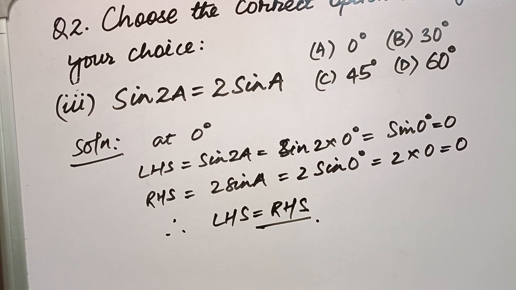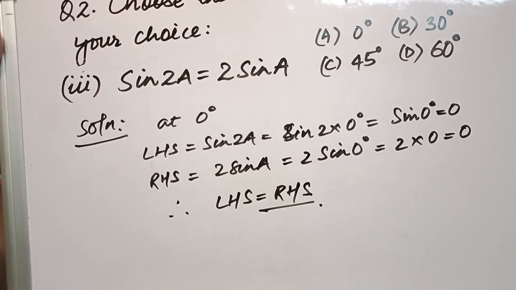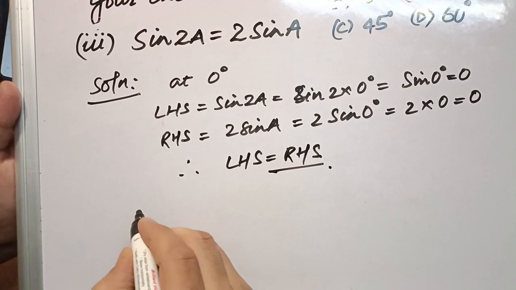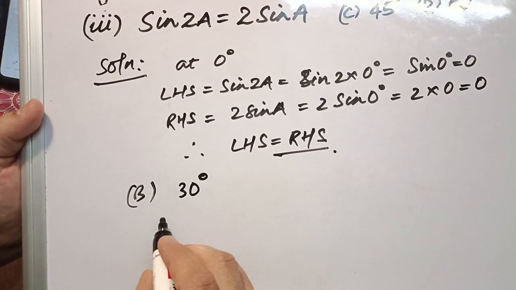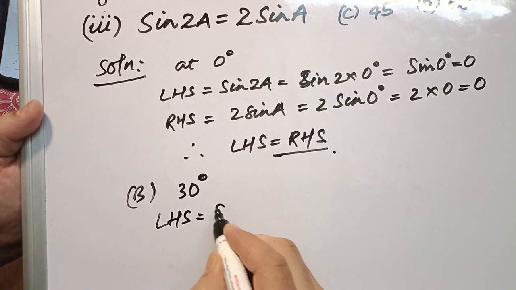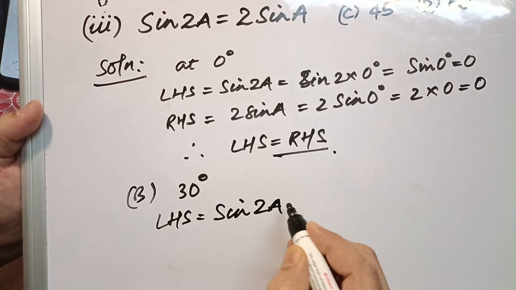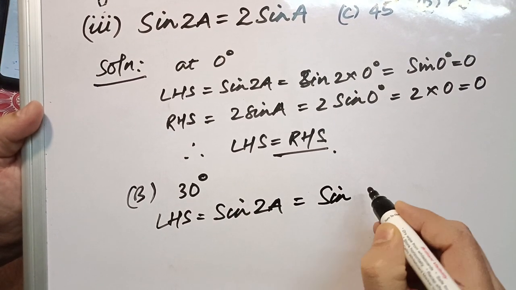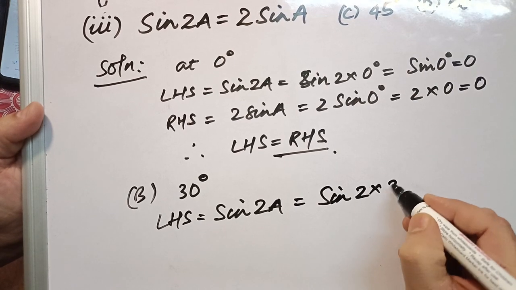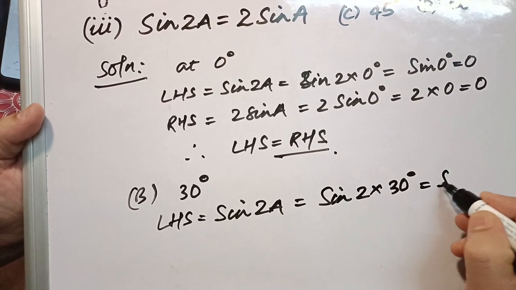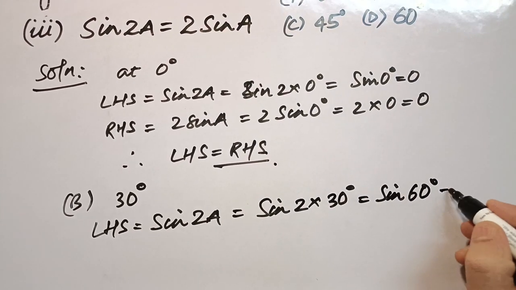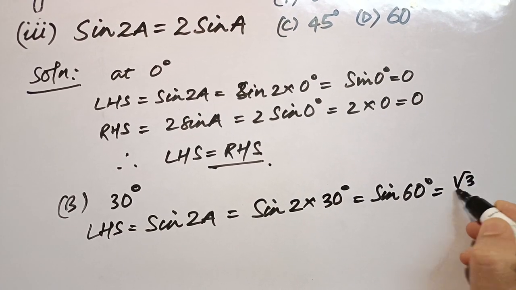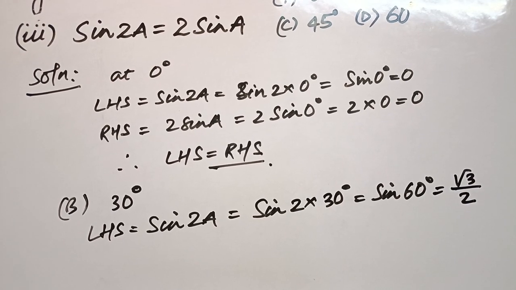We got the correct answer at 0 degree. Let us check at 30 degree now. At 30 degree, that is option B, we'll check the left hand side. Left hand side equals sine 2A, that is sine of 2 into 30, which is sine 60, and the value of sine 60 is root 3 by 2. That is your left hand side.